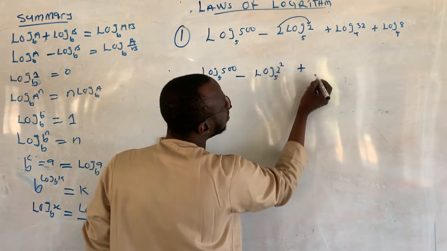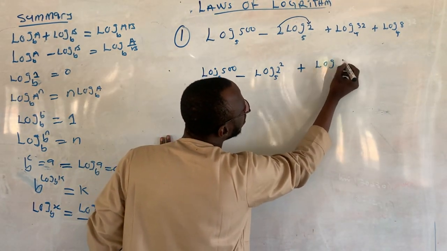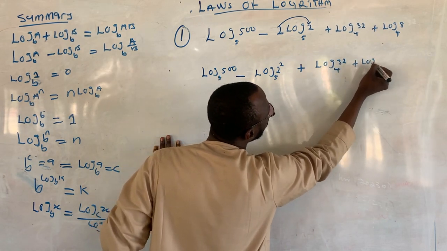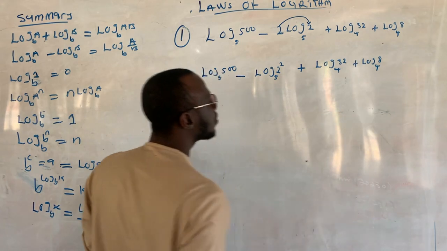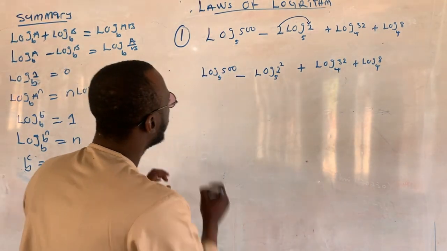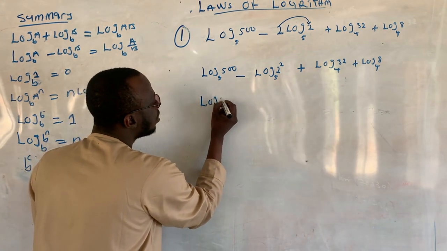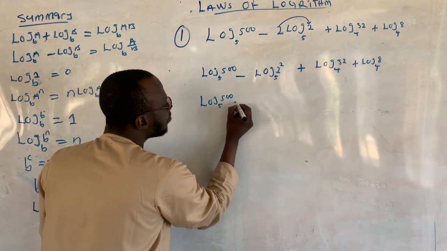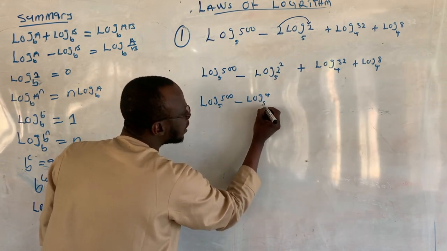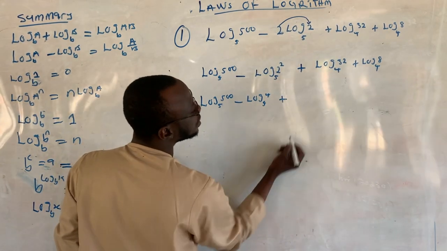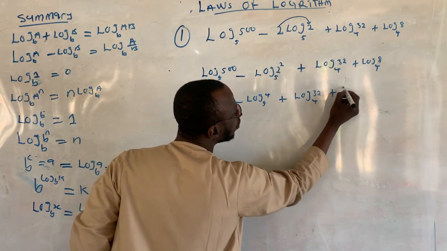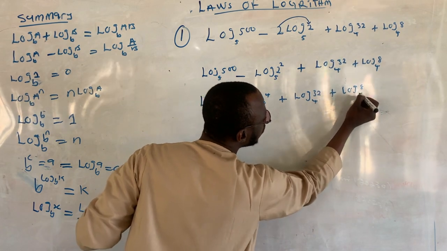plus log 32 base 4 plus log 8 base 4. Now, here 2 to the power of 2 is 4. So I say log 500 base 5 minus, here 2 to the power of 2 is 4, base 5 plus log 32 base 4 plus log 8 base 4.